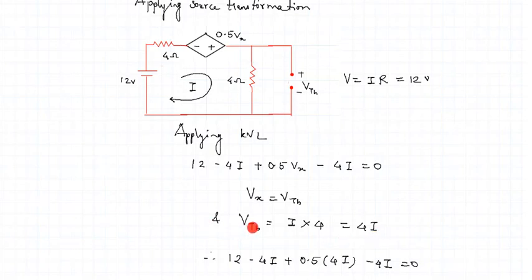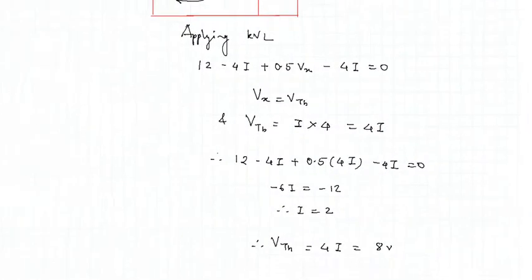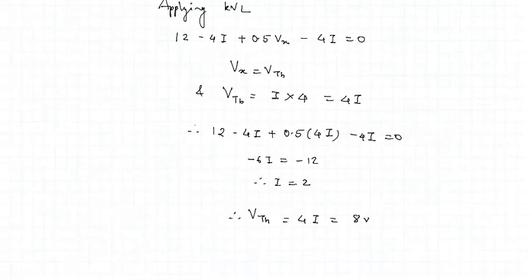Now we get a loop equation with a single variable I, which can be simplified, and simplifying we get the loop current as 2 amperes. Once we get the loop current, VTH is nothing but the voltage across the 4 ohm resistance. So 4 into I gives us the VTH open circuit voltage for the given network as 8 volts.